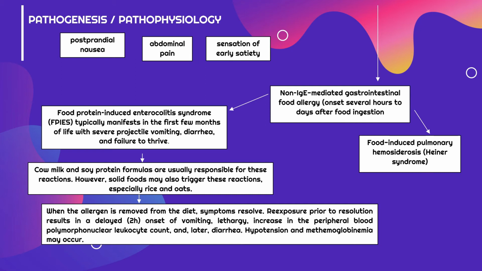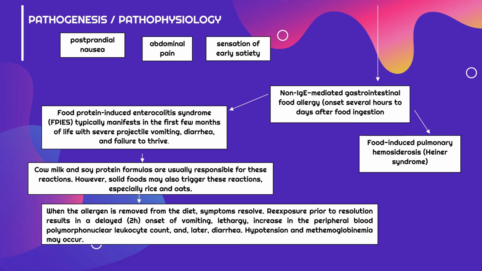The non-IgE mediated gastrointestinal food allergy also leads to food protein-induced enterocolitis syndrome, or FPIES, which typically manifests in the first few months of life with severe projectile vomiting, diarrhea, and failure to thrive. Cow's milk and soy protein formulas are usually responsible for these reactions. However, solid foods may also trigger these reactions, especially rice and oats. When the allergen is removed from the diet, symptoms resolve.